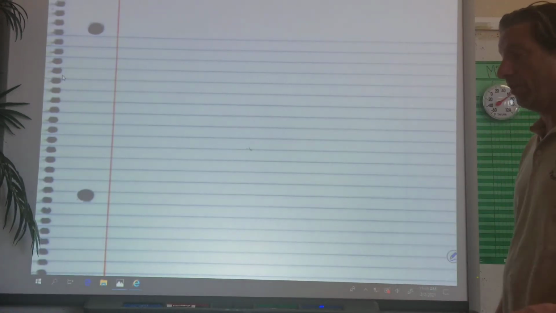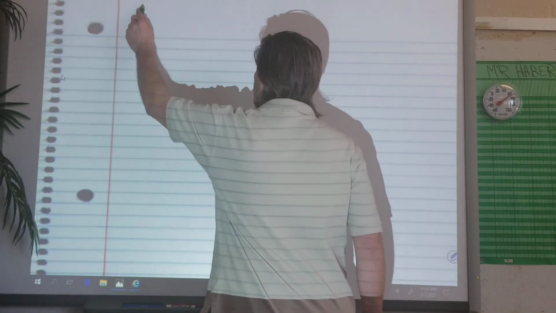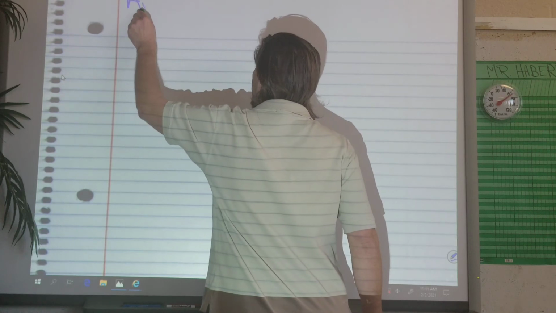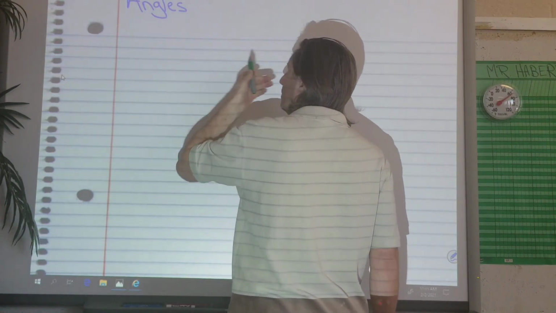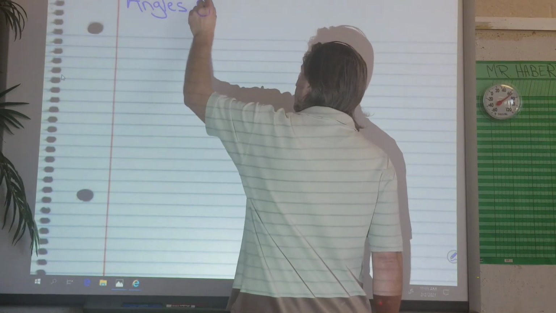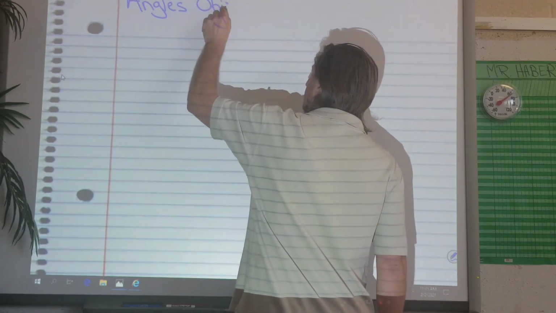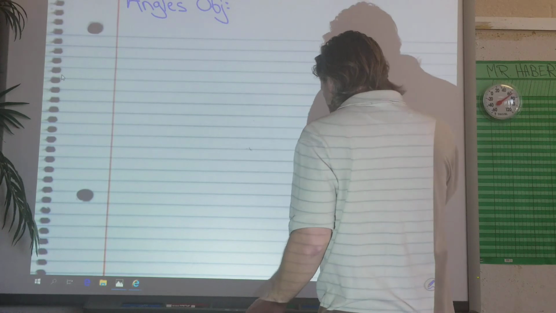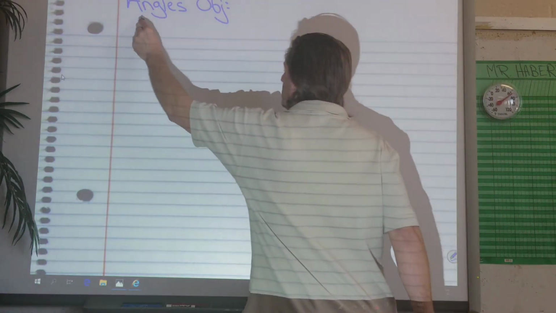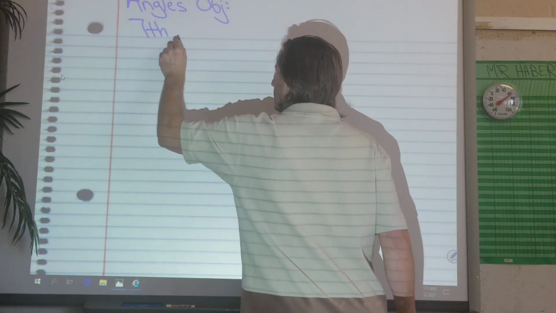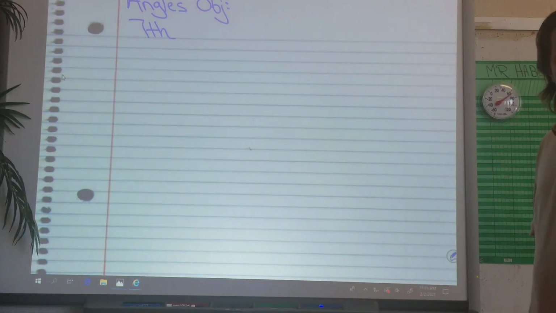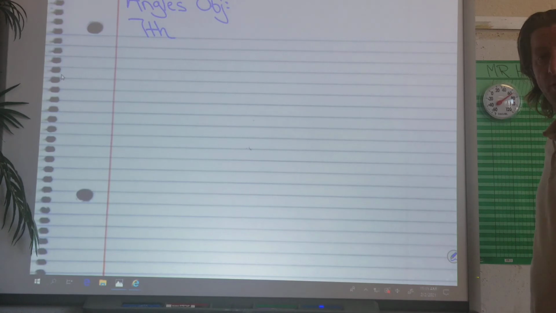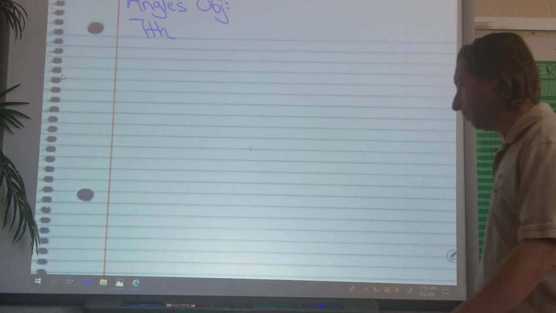So today we're starting a new area. We're going to start talking about angles. We've done a bunch of angles before. That's our objective for today, and this is 7th grade. So what do we know about angles? Well, we already know a lot about angles from 6th grade and 5th grade.